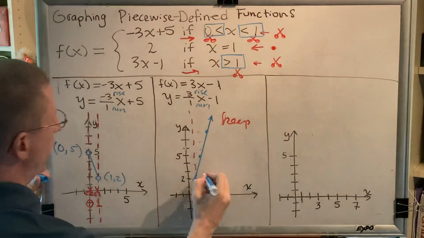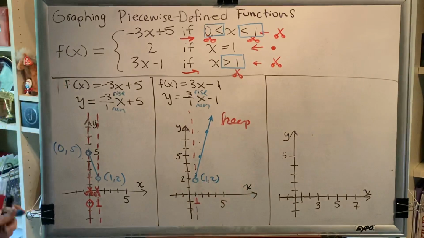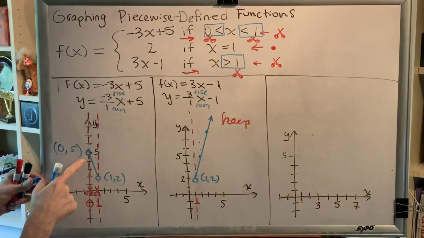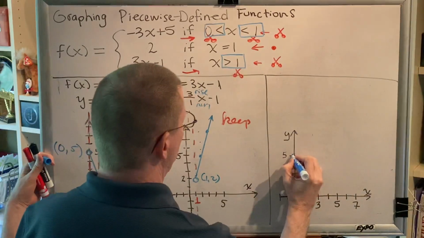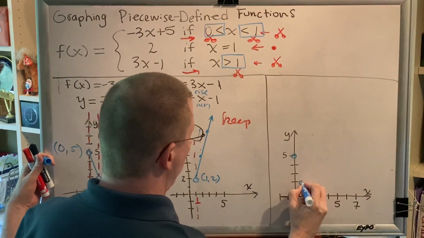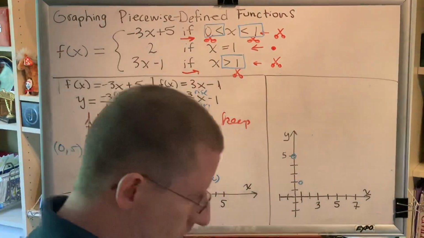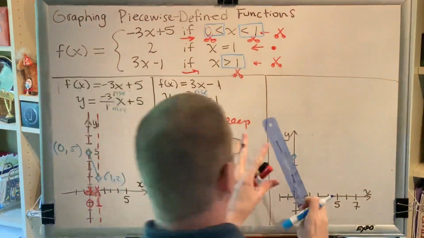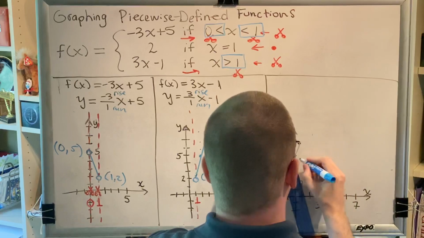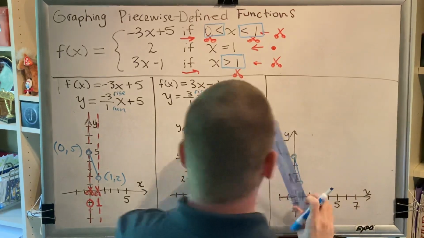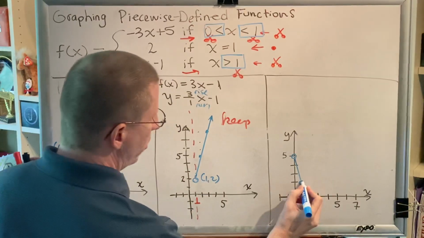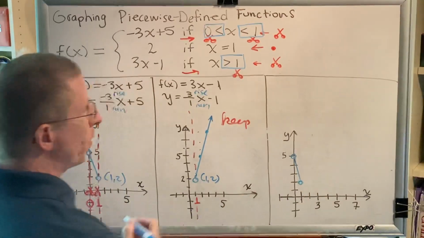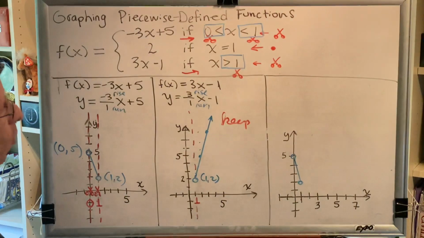Let's take a look at what we know. We know that we have a line segment that goes from 0, 5 to 1, 2. So let's draw that. 0, 5 to 1, 2, a line segment. Straight edge for line segment. Next, we know that we have an open dot at 1, 2. Oh, interesting, we've already got one here. When two open dots are in the same place, you get a single open dot.